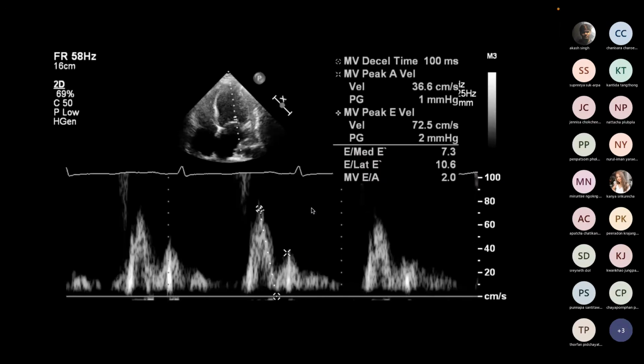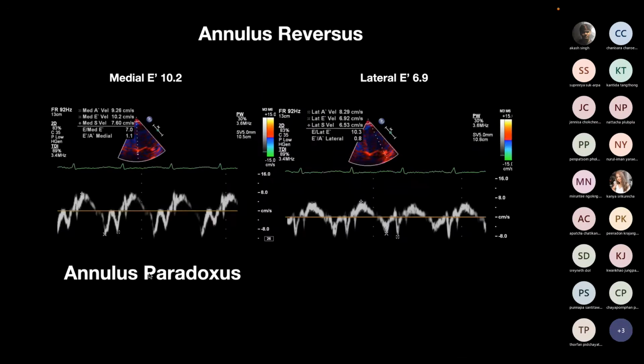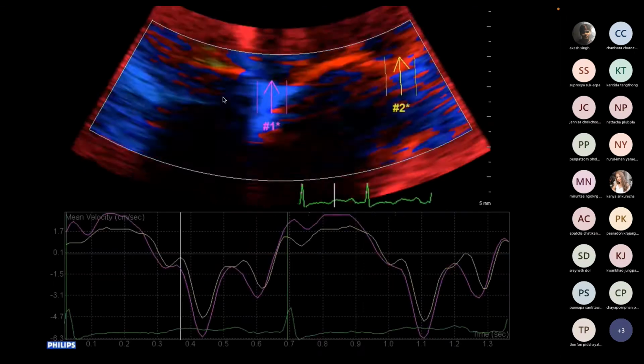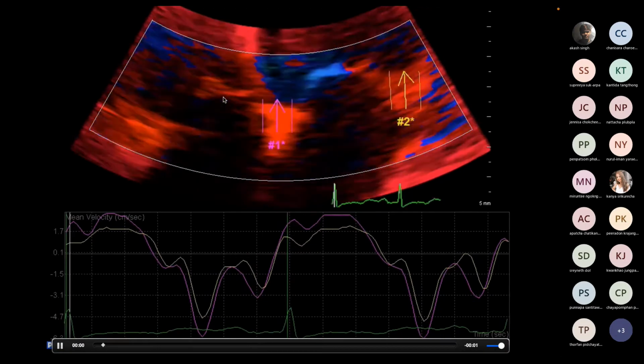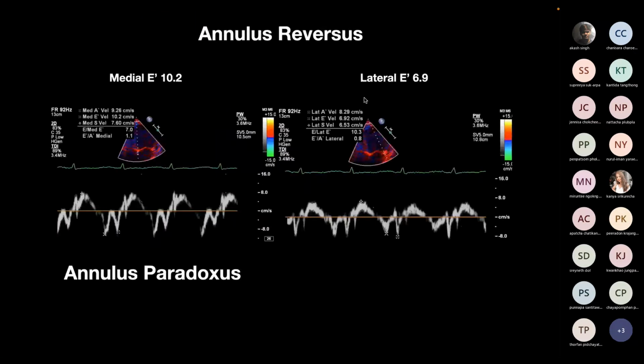And the other criteria that I mentioned earlier is annulus reversus. What did I just say just now? Sorry. Oh, sorry. Hang on. This lecture is the older version. So we're missing one slide. Sorry. So I'll explain this again. Sorry.